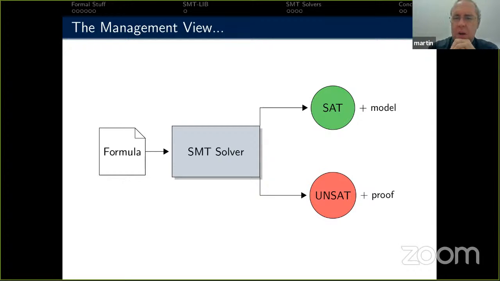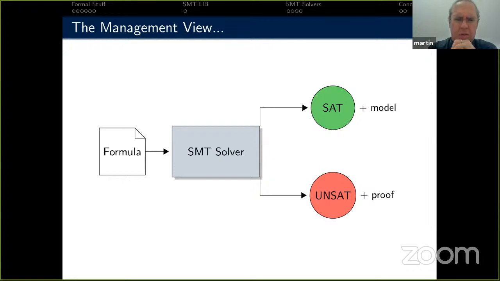I don't know how much Armin talked about DRAT and proof formats for SAT solvers. SMT solvers are a bit behind in this regard because it turns out to be a much, much harder problem. But increasingly, we are seeing proof producing SMT solvers.